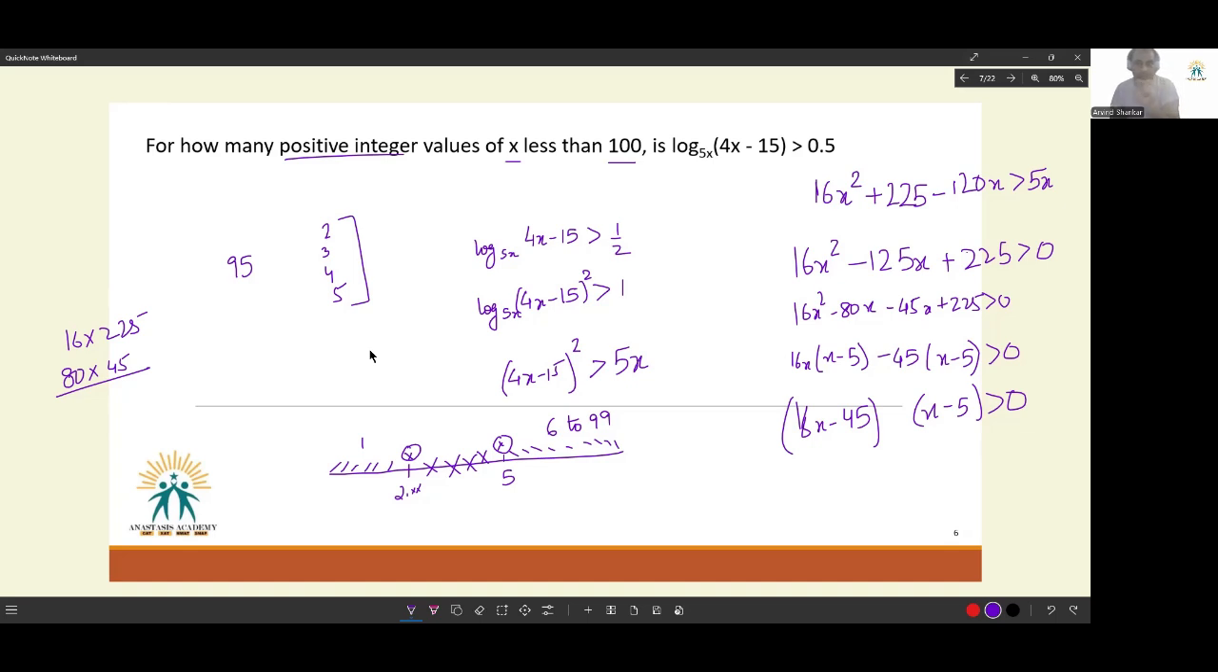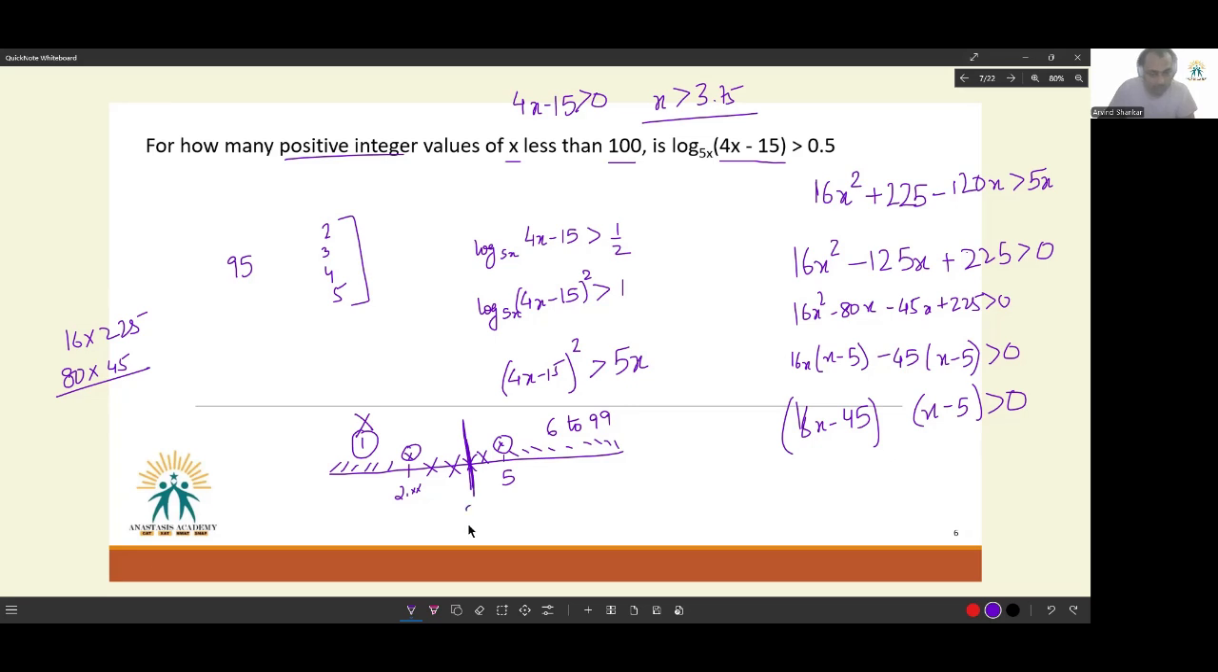But this is the best trap answer. Because remember, whenever it is a log term, this portion has to be positive. 4x minus 15 has to be positive. We have another condition playing. 4x minus 15 has to be positive, or x has to be greater than 3.75. x cannot be 3.75. So this one that can get considered by mistake should not be considered.